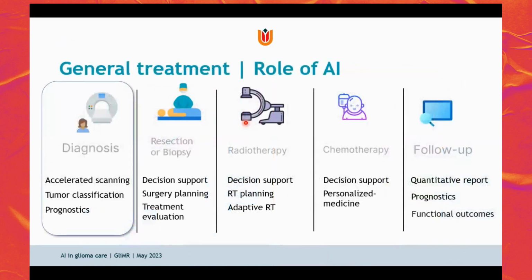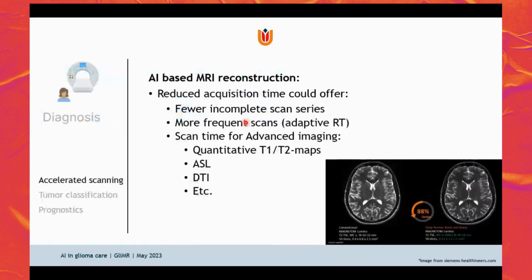So with this introduction, we finally can get to the applications within our clinical practice. Starting with diagnosis. I think that for the diagnostic process, one of the main game changers is going to be the AI accelerated reconstruction, which is going to speed up the acquisition times and hopefully lead to fewer incomplete scan series, more frequent scans perhaps, and also leave a bit of time for the advanced imaging that we all are so interested in.